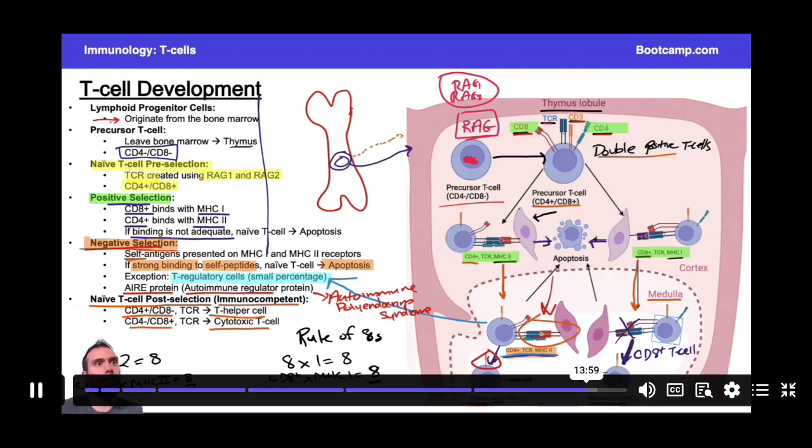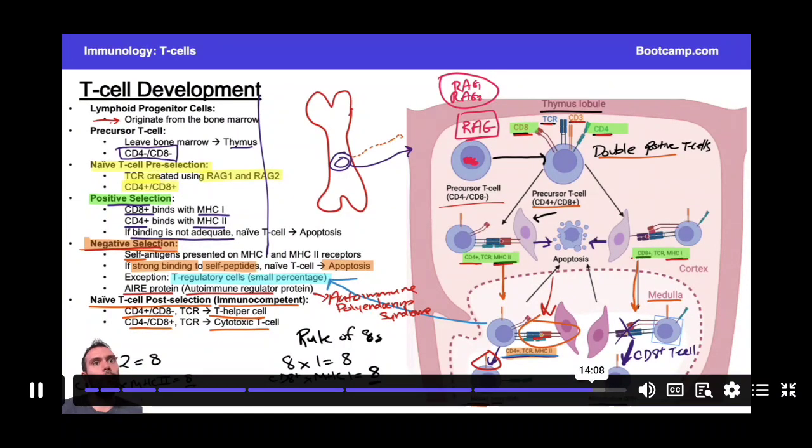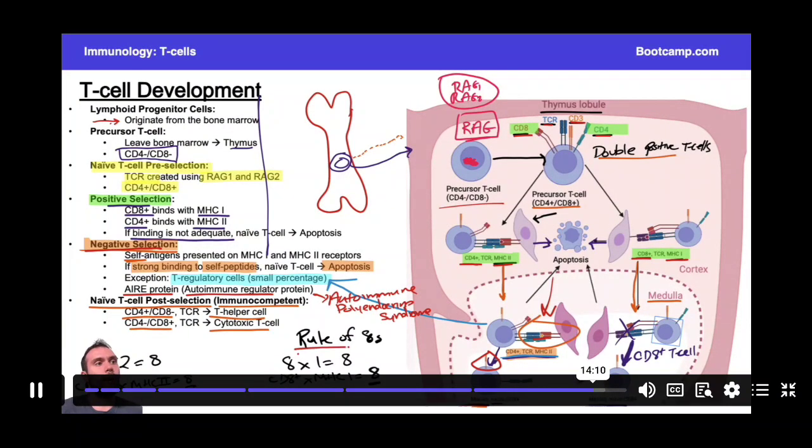Okay, so again, if we initially bind to MHC2 on thymic cortical epithelial cells, we will then probably go down the CD4 positive route. If we bind to MHC1, we'll go down the CD8 positive route. You can always remember that with your rule of eights. Okay, so the first step was positive selection.